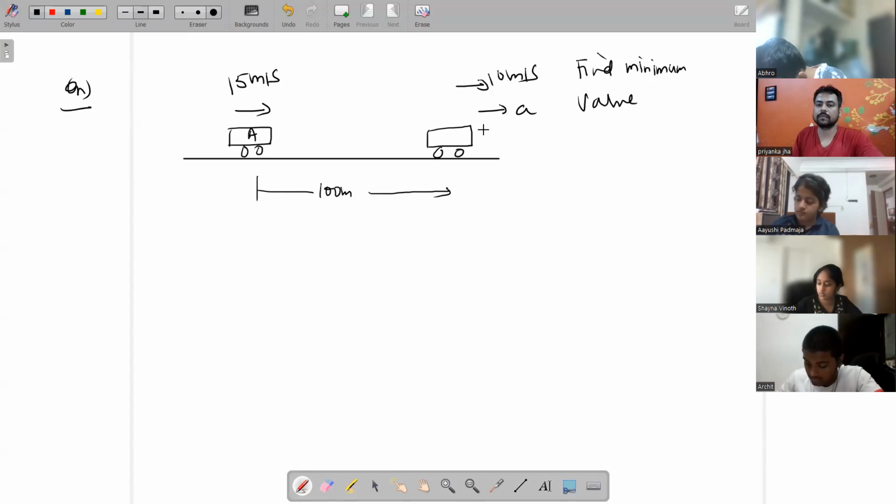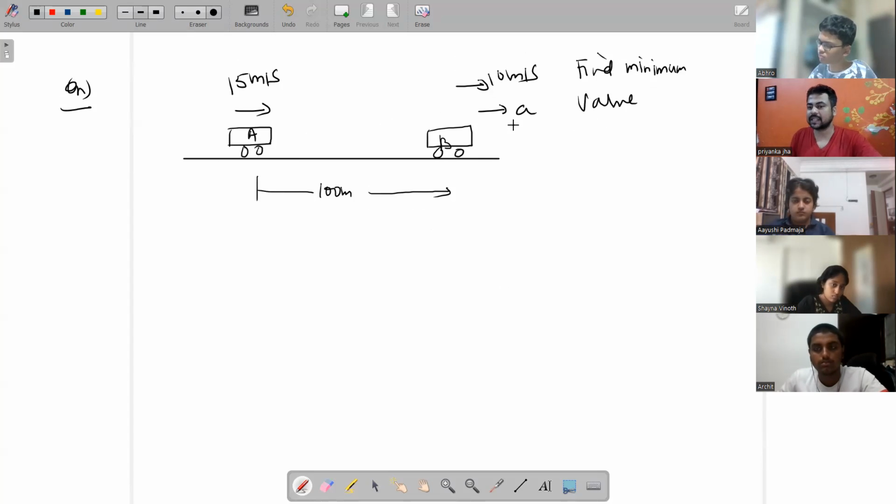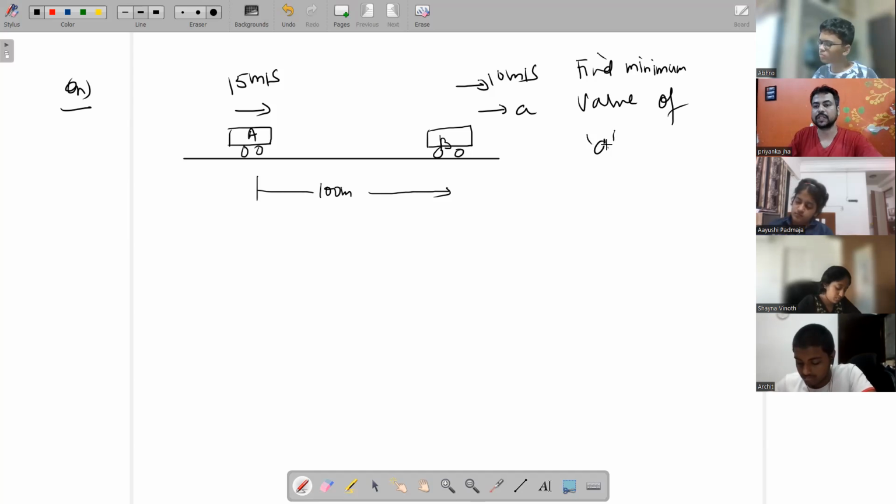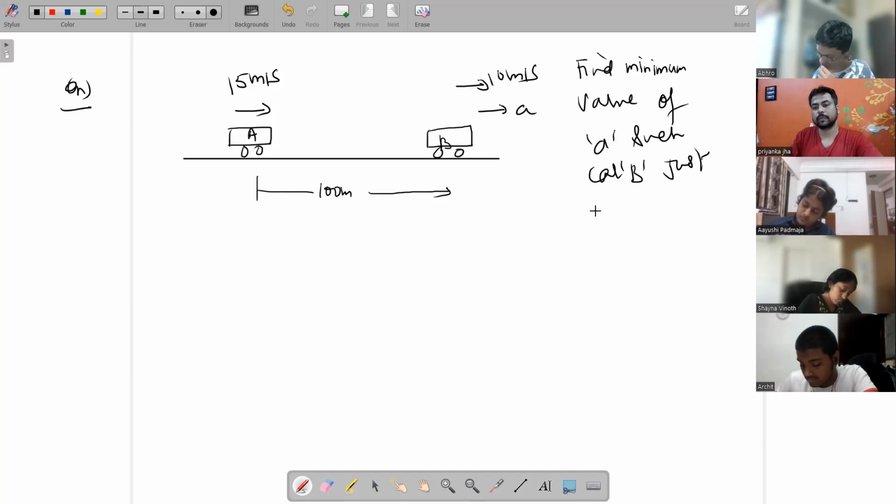See, we know that this car B is moving with 10 meters per second, and car A is moving with 15 meters per second. So the speed of car A is more. Definitely car A will go and strike car B, right? So we have to give some acceleration to car B so that it will just avoid the collision. So we have to find the minimum value of acceleration of car B such that car B just avoids the collision. Solve.